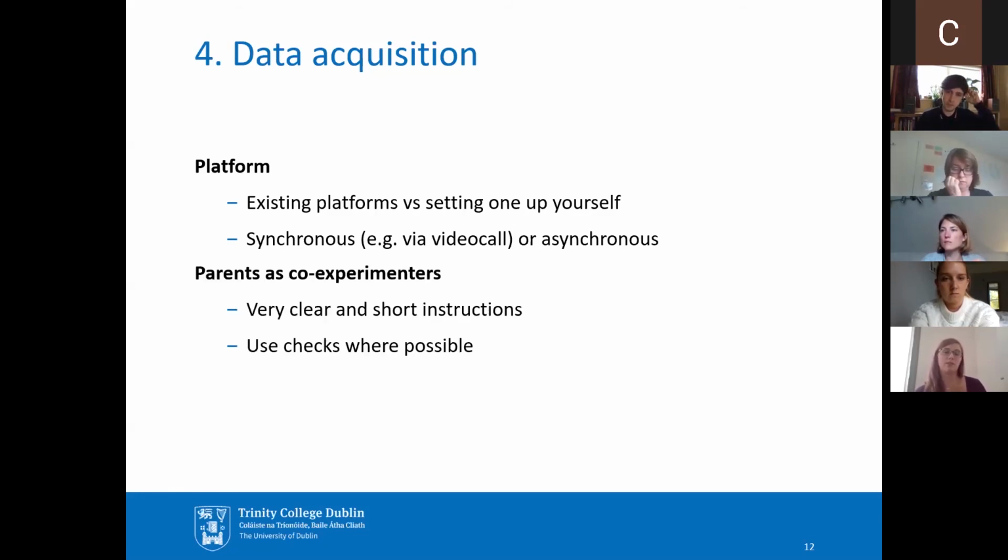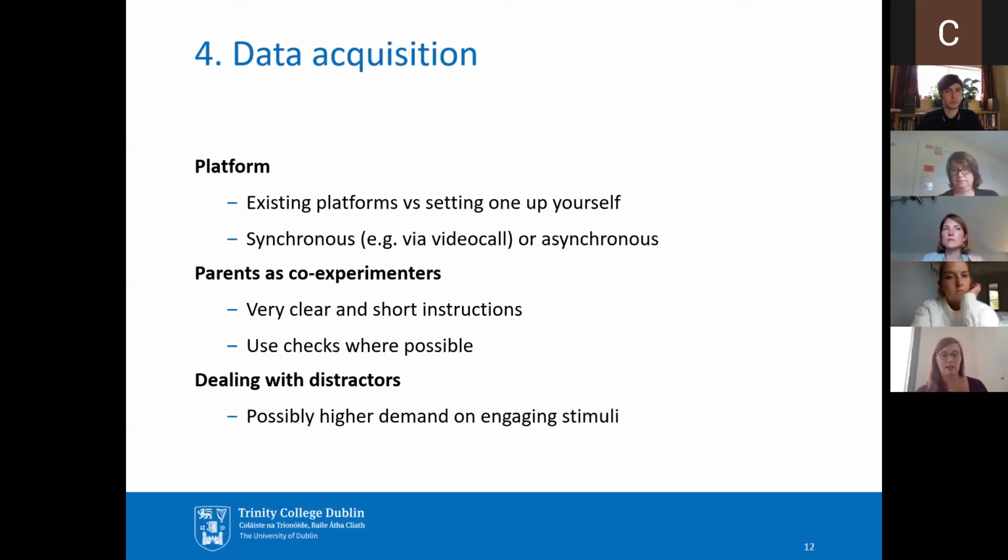If you then decide to do asynchronous testing, you need to keep in mind that you're relying on the parent, who usually isn't trained for this, to make it work. This means that you'll need very clear and short instructions. For example, regarding lighting, as Ajmal earlier also mentioned, it is a big problem that we're encountering, that the videos are either too dark or have the light source in the wrong location, creating silhouettes. In addition to your instructions, use checks wherever possible to help your parents.